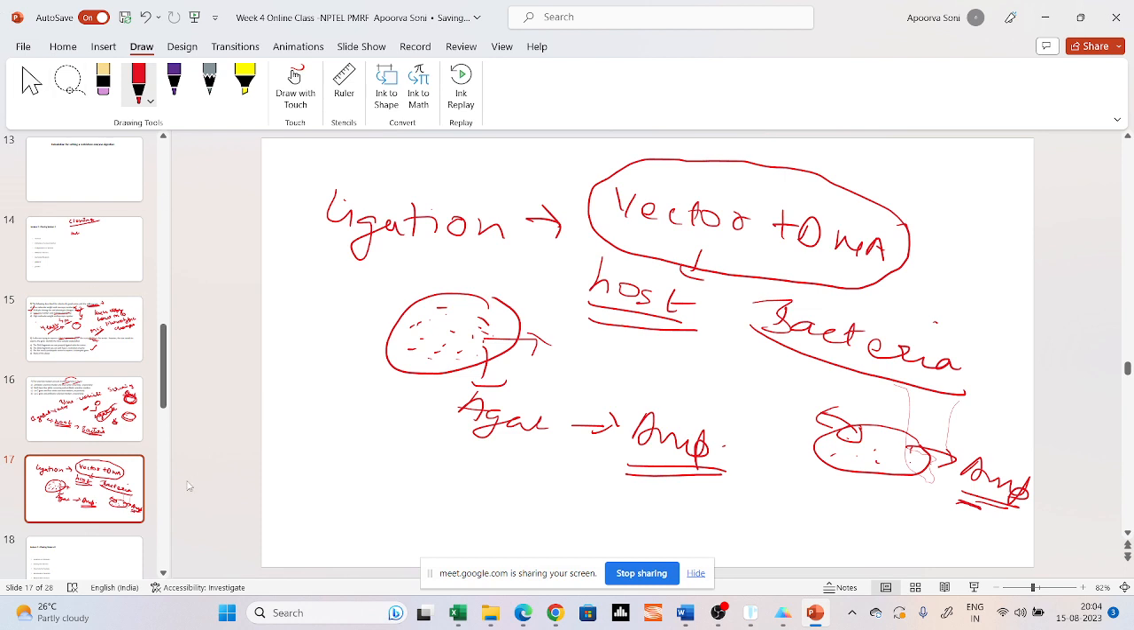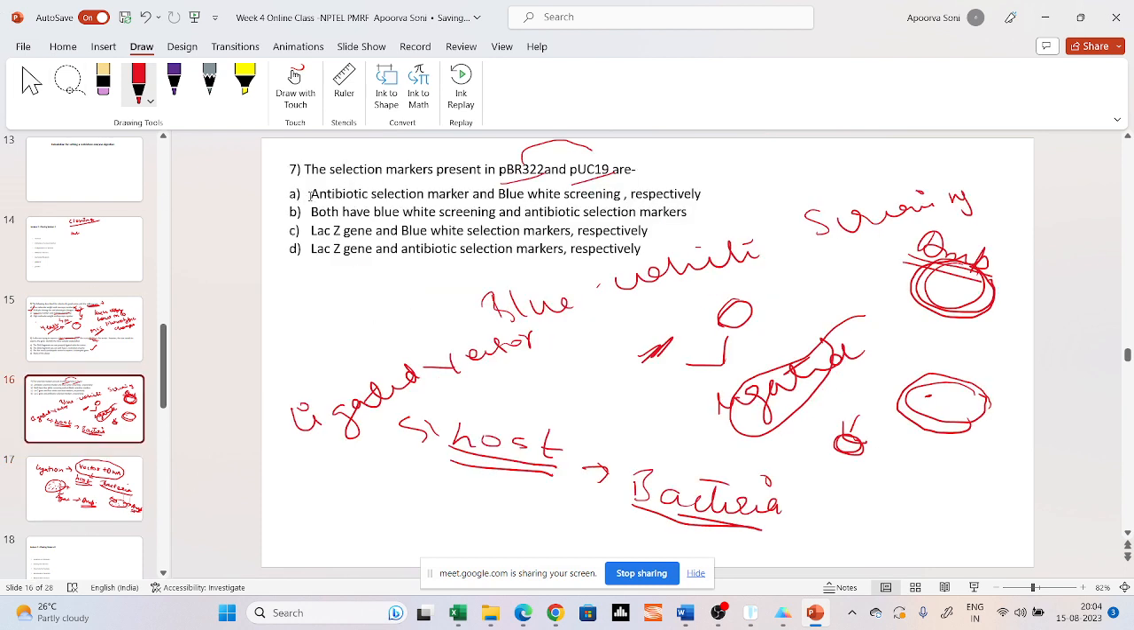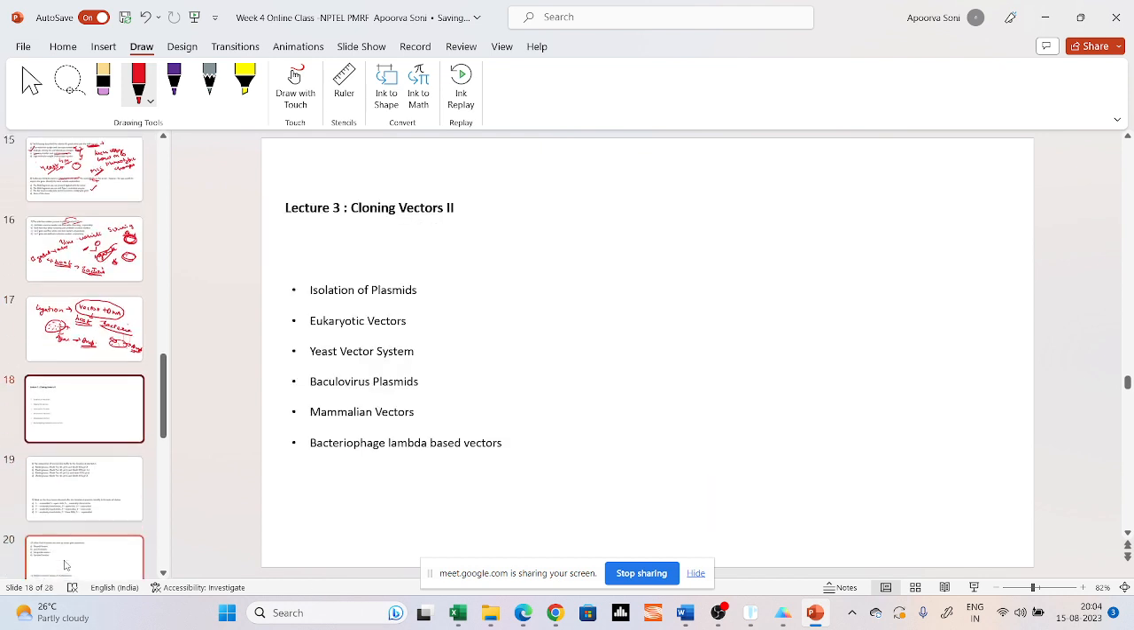So pBR322 has the antibiotic selection marker, whereas pUC19 has a blue white screening method. Blue white screening we are not going to discuss. We'll see if we have time, because it is going to take a lot of time. Okay, so next thing is lecture 3. In lecture 3 we have studied isolation of plasmids, some eukaryotic vectors, yeast vectors, baculovirus plasmids, mammalian vectors, and bacteriophage lambda based vectors.